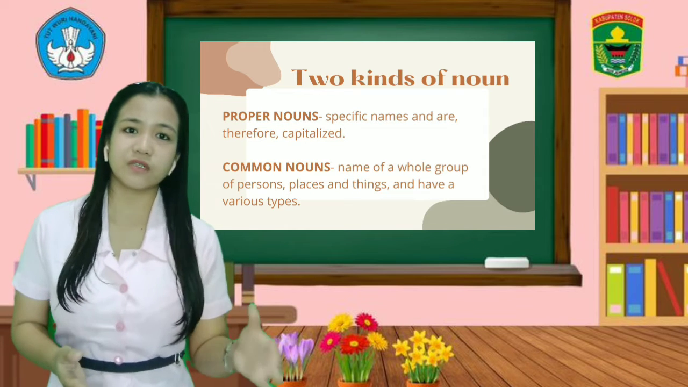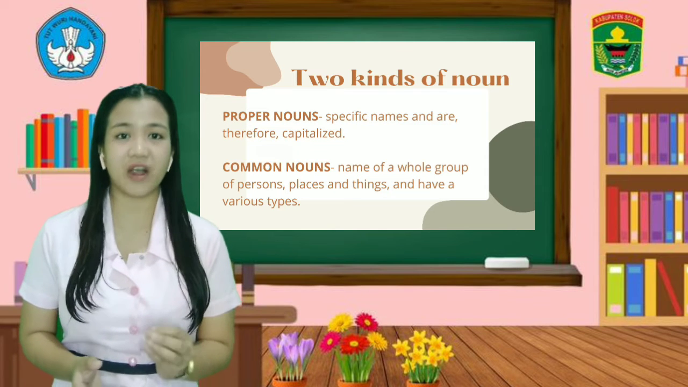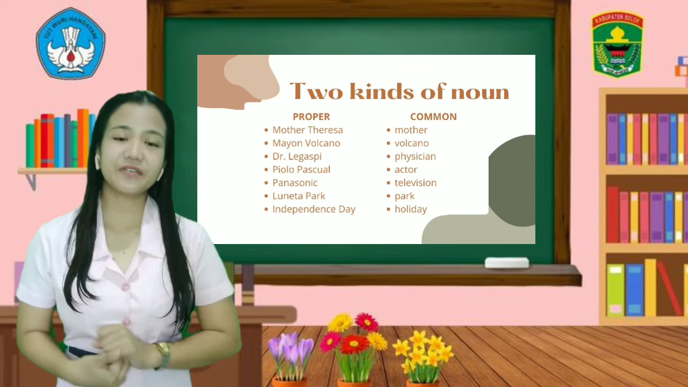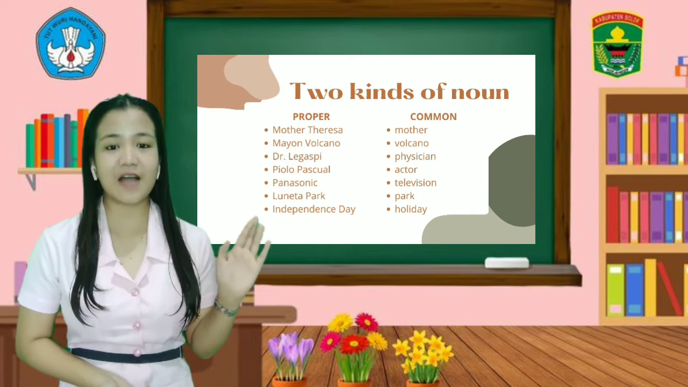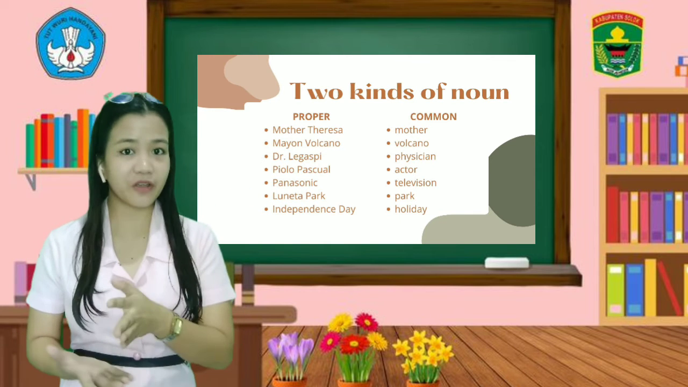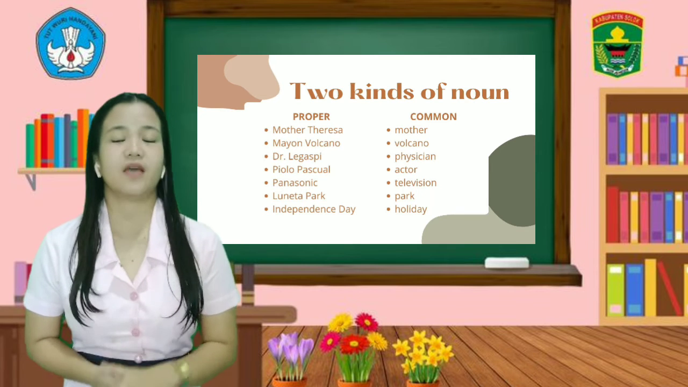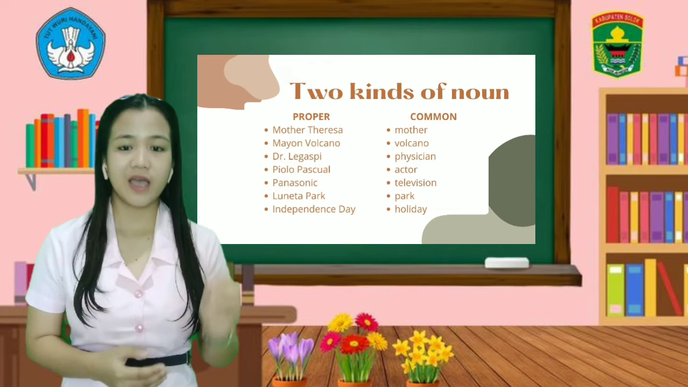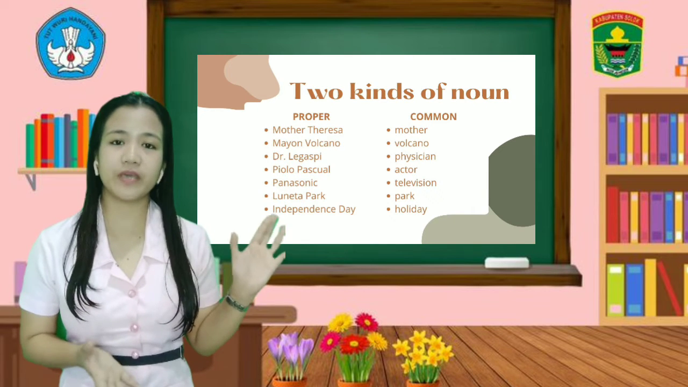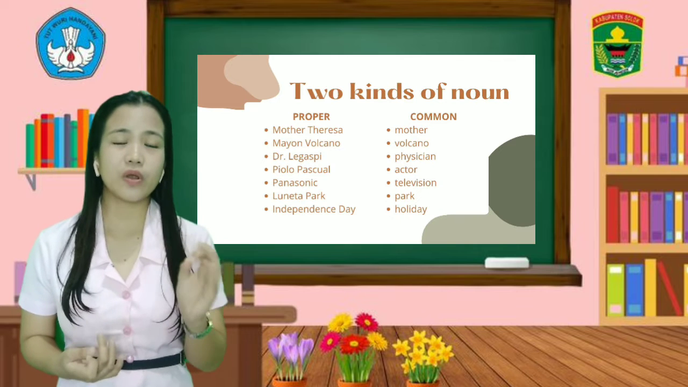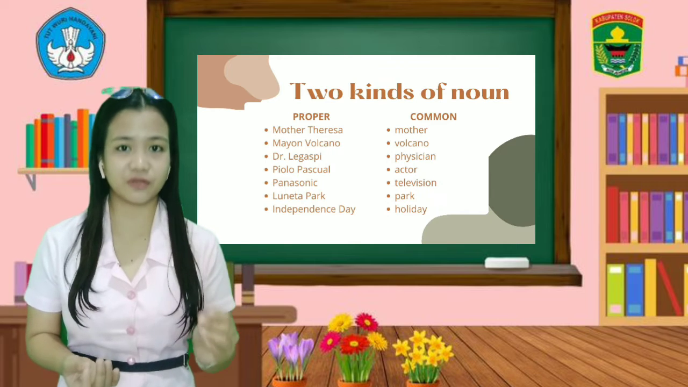Common nouns are the names of a whole group of persons, places, and things and have various types. Alright, so I have here some examples of proper and common nouns. First, Mother Teresa is a proper noun, and its common noun is mother. Next, Mayon Volcano is a proper noun, and its common noun is volcano. Dr. Legaspi is a proper noun, and its common noun is physician. You can observe from the following examples that in proper nouns, the first letter of the first word is written in capital.